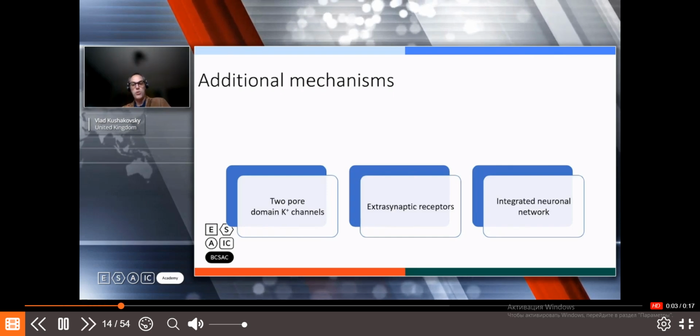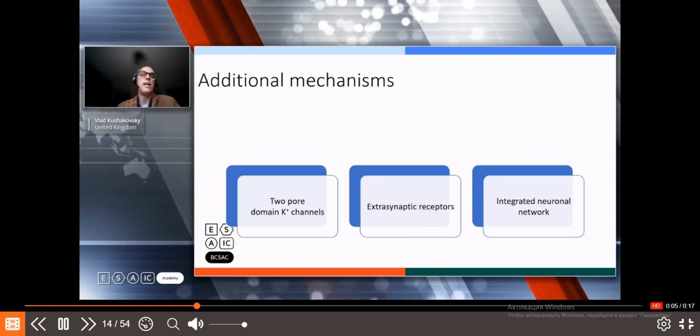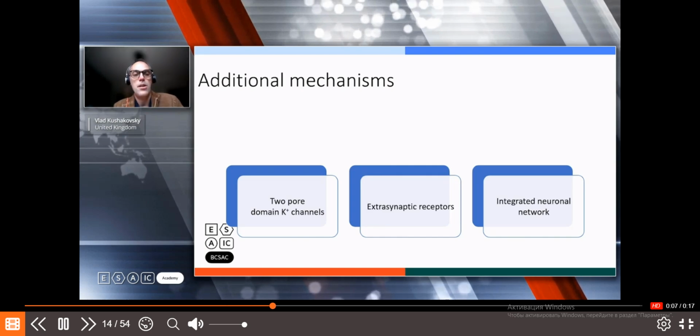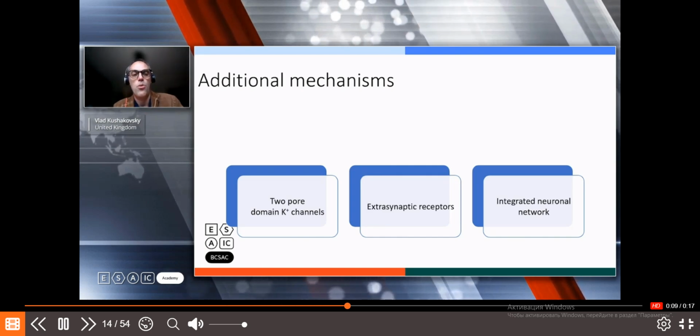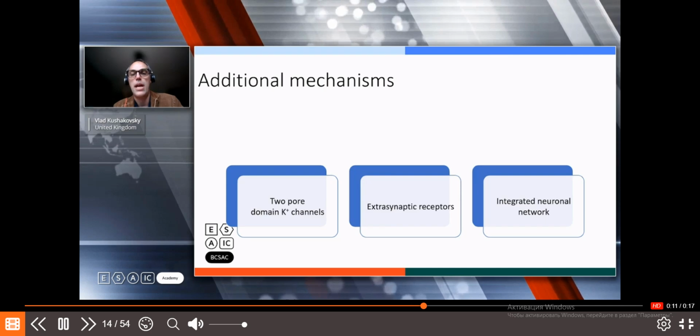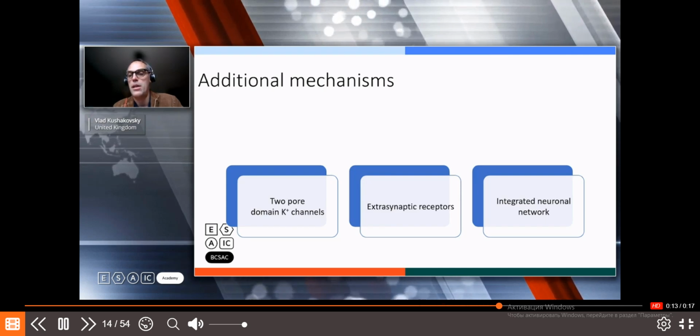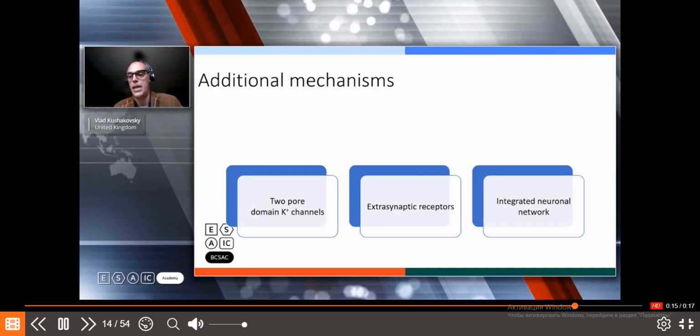There are some important additional mechanisms apart from GABA-A channels. So we briefly touch on 2-pore domain potassium channels, extrasynaptic receptors, and integrated neuronal networks.